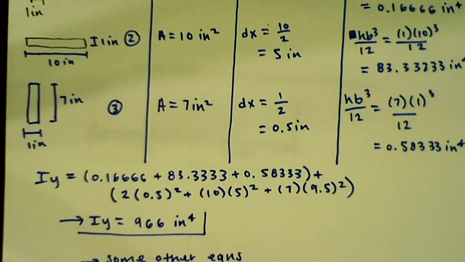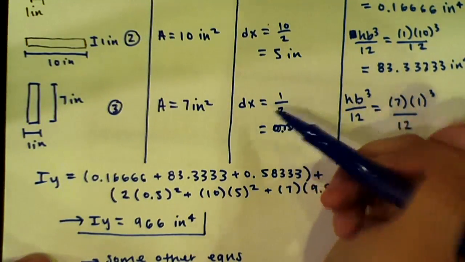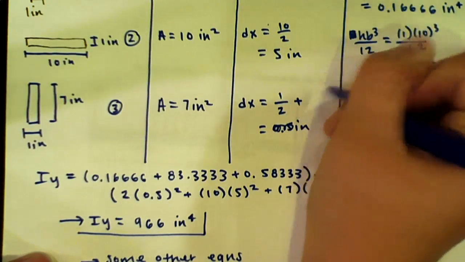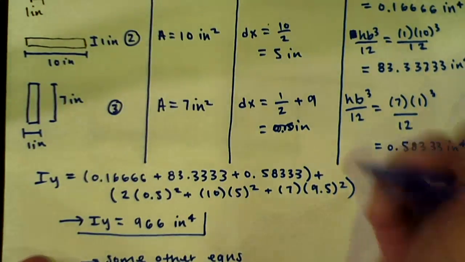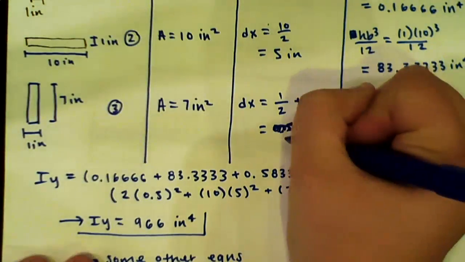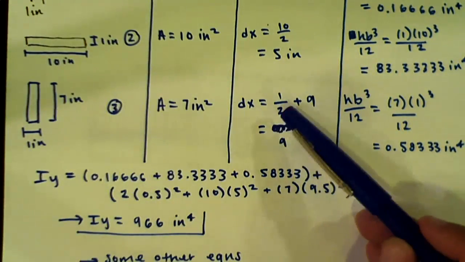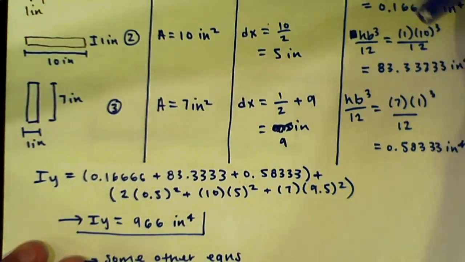The 9.5? Oh, my bad. So for section 3, it's 1/2, and then we have to add in the distance 9, because we have to bring it to the x-axis. My bad. So again, for section 3, the dx should be 1/2 plus the 9, because you have to bring it from the y-axis.